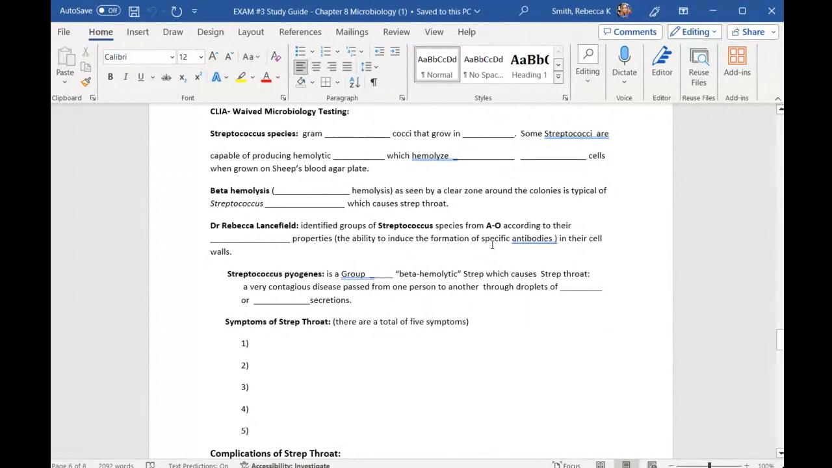So Rebecca Lansfield, you thought there's a couple types of strep. There's actually strep species A through O, and there may be more than that now. And it's according to their antigenic properties. I don't know what you guys put there. Did you put antigenic? That was probably hard to find. I put antigenic. Okay, good. I think that's what it said in the book. That's not going to be on the test, but there's a lot more than just group A and group B. All right, so strep pyogenes is group A, beta hemolytic, right? Very contagious. It spreads through droplets from coughing or some type of secretion.